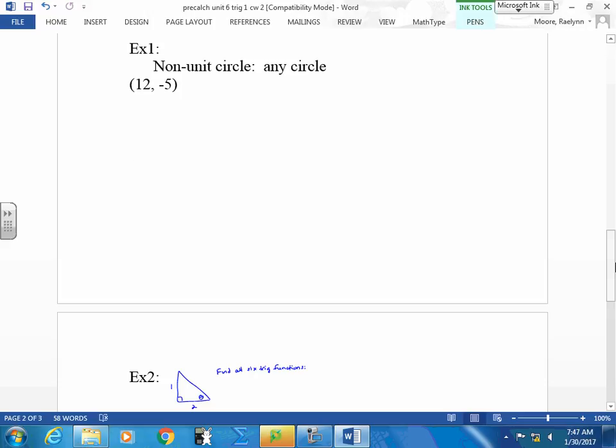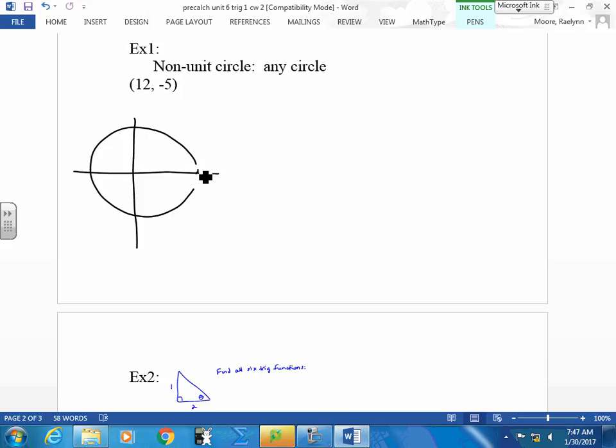All right. Now, how do I know, Chris, since you're so talkative today, that point 12 negative 5 is not on a unit circle? How do I know the point 12 negative 5 is not on it? It says this is a non-unit circle. How do I know it's not a unit circle? Why can't I make this be a unit circle? That's a very good question. What's your radius on a unit circle? 1. Okay.